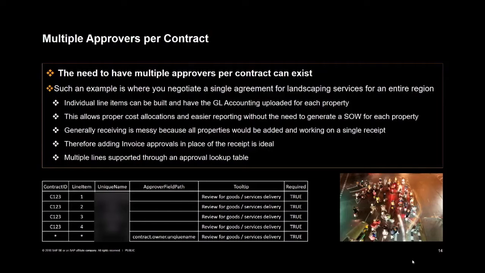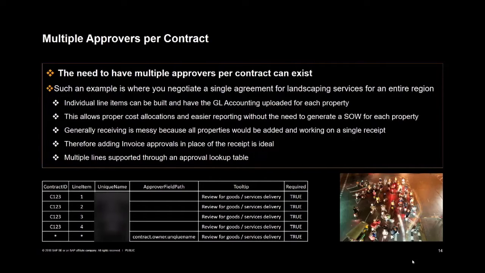So you can also set up an approval rule if you needed to have multiple approvers per contract. And so this is where you negotiate a single agreement, say landscaping services for an entire region or for the entire company. And so you can actually build out the individual line items. Line 1 would be for region A, line 2 would be for region B. When you build those line items out, you set the GL accounting for each of those properties. So when they invoice for region A and region B, the coding gets properly allocated.